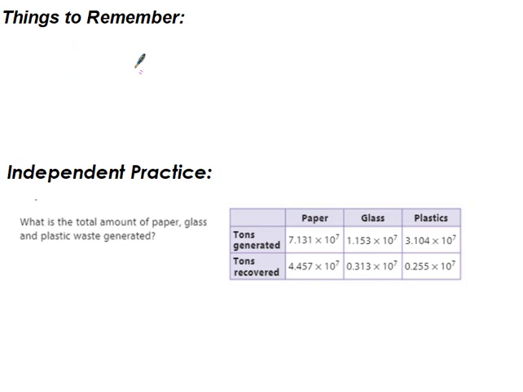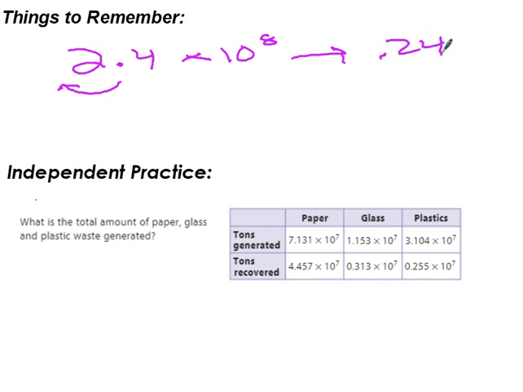That's it. So for things to remember, I want you to write an example of moving the decimal over. So 2.4 times 10 to the 8th, and then maybe draw an arrow below it and say that's the same thing as 0.24 times 10 to the 9th. That's me adding 1 because I'm moving it 1 further away from where it needs to go.